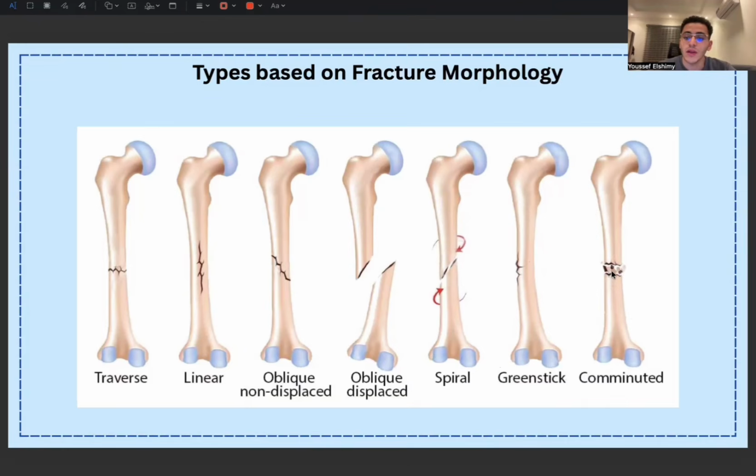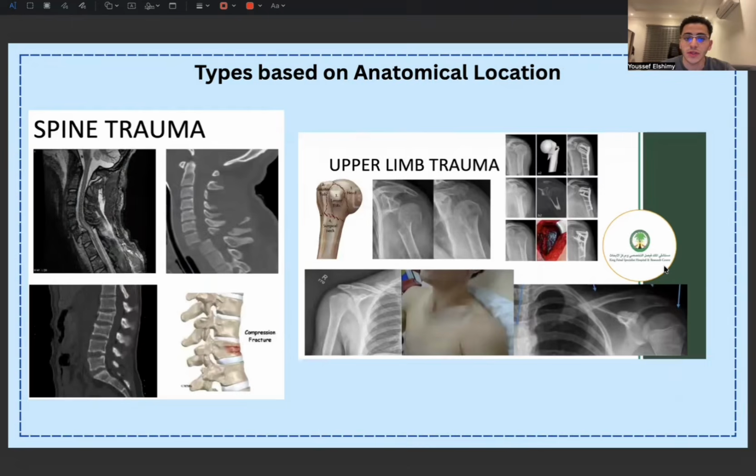Then we have the comminuted, which is actually the most dangerous or the most extensive fracture according to morphology. You can see how the bones are shattered into pieces. It usually indicates a direct, higher energy trauma. It is associated with a lot of nerve injuries as well as blood vessel injuries. So it's associated with soft tissue injuries. So you could have muscle problems, nerve problems, as well as vasculature problems. And it is the most difficult to deal with actually. Okay. So we can also classify MSK traumas according to their anatomical location.